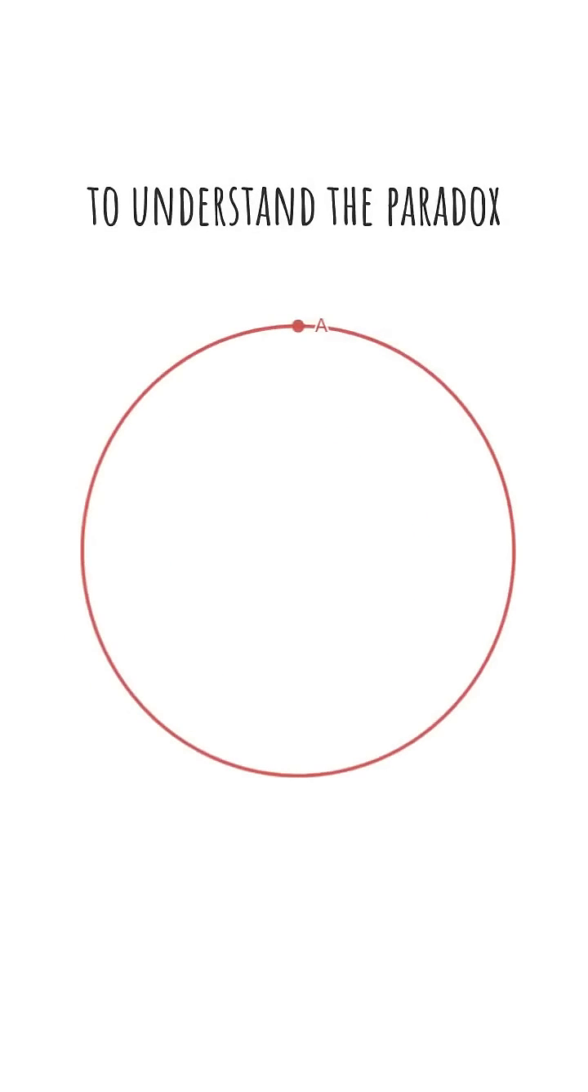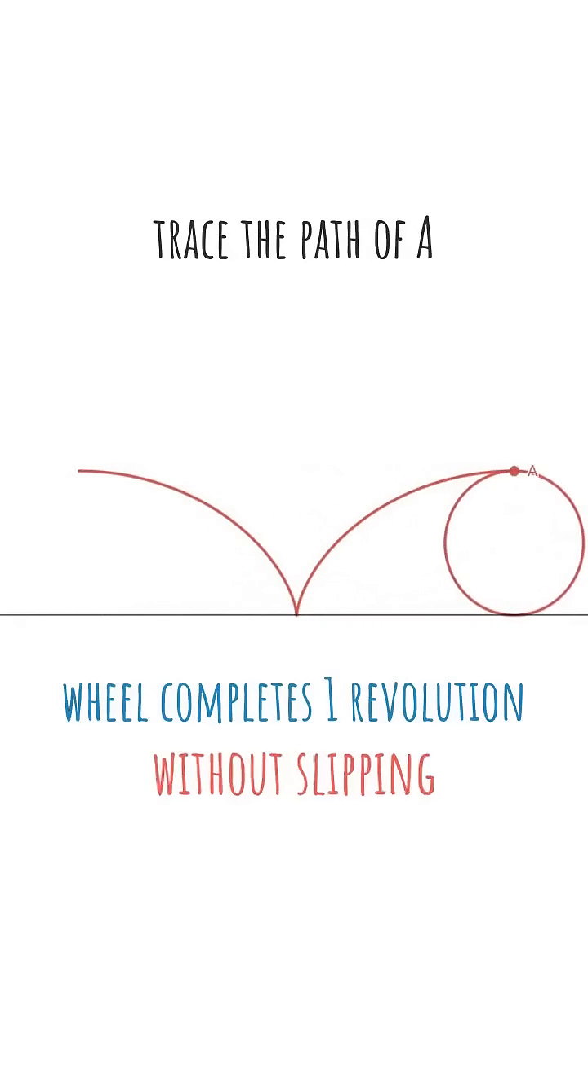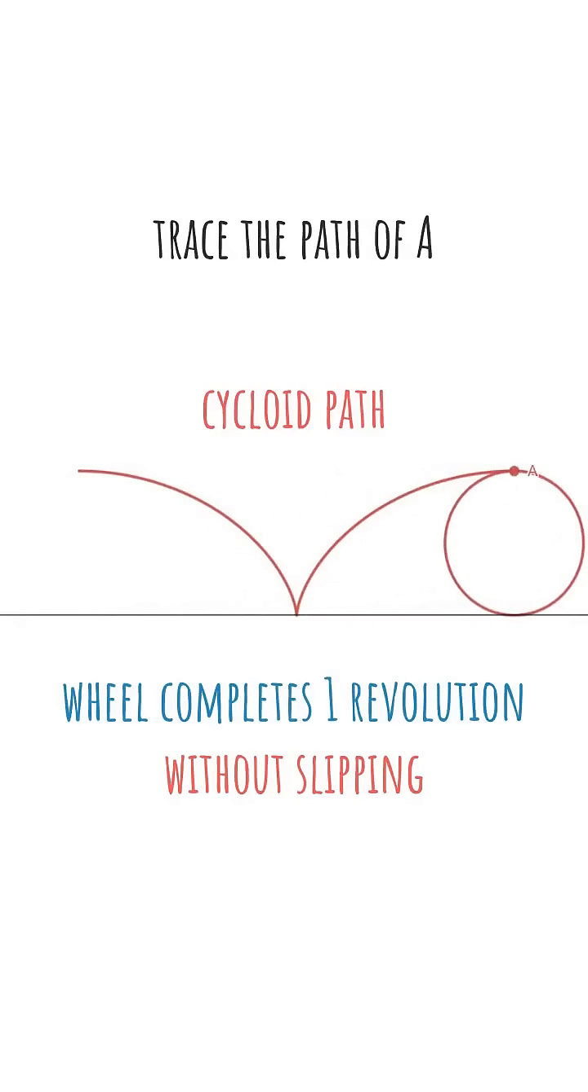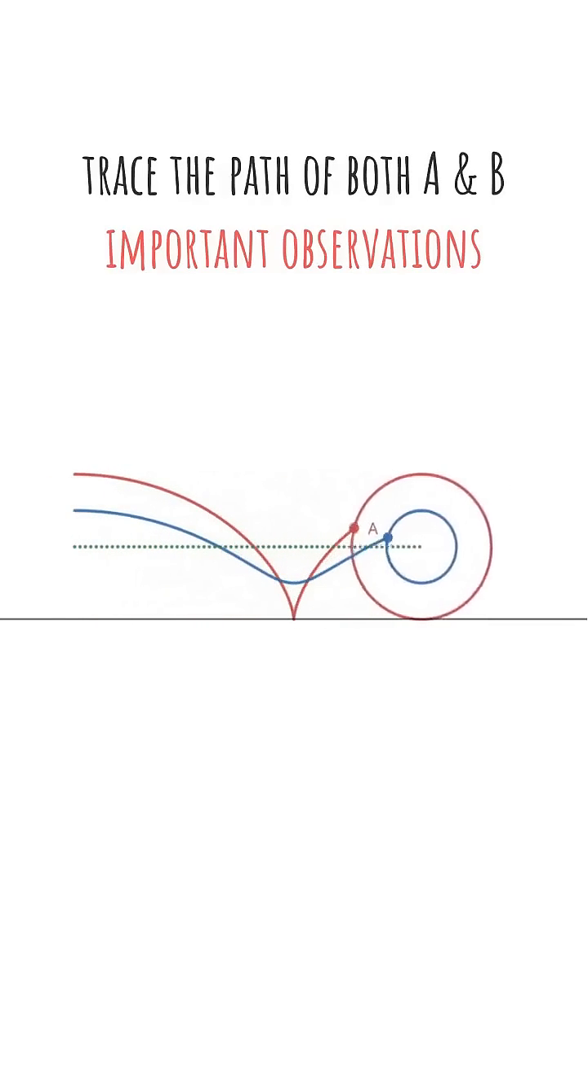To understand the paradox, let's fix a point A on the circumference of the larger wheel. Now, if you trace the path of the point when the wheel completes one full revolution, without slipping, the path is called its cycloid path. Next, if you take a point B on the circumference of the smaller wheel, and trace its cycloid path, you can notice some important observations.